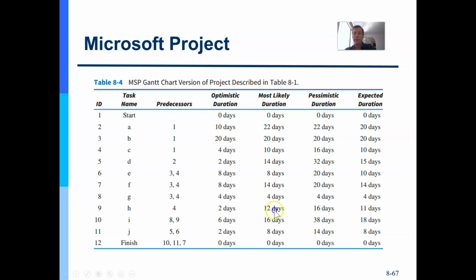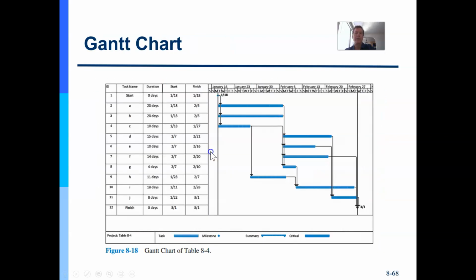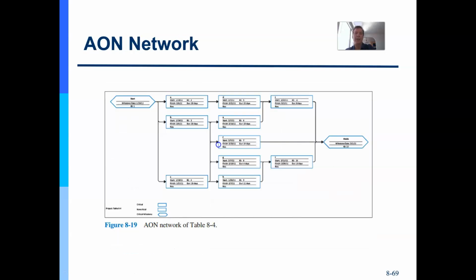Then I have the most likely, optimistic and pessimistic times. When I multiply the most likely by 4, add optimistic and pessimistic, and divide by 6, I come up with, using the same formulas from cost management, my expected duration for each activity. Here is that duration shown in a Gantt chart again. And this would be the same showing it in activity on node.